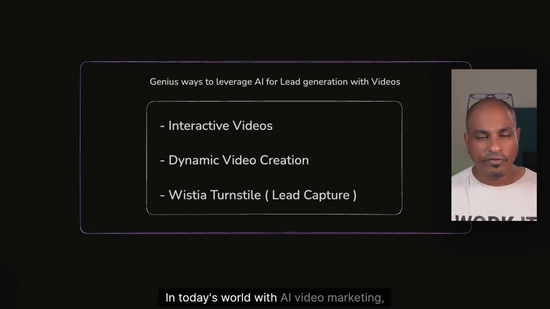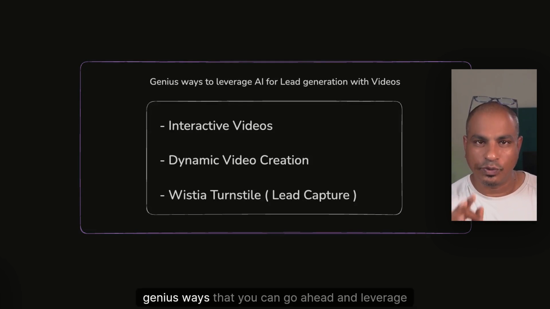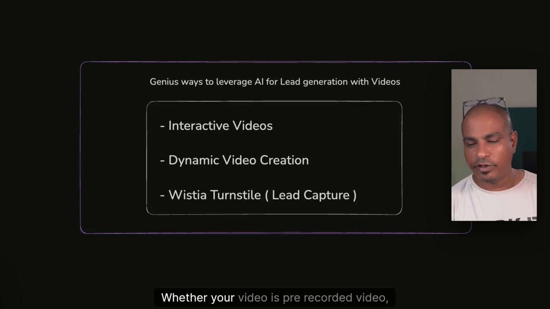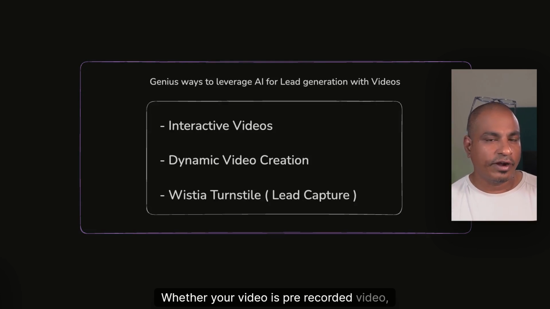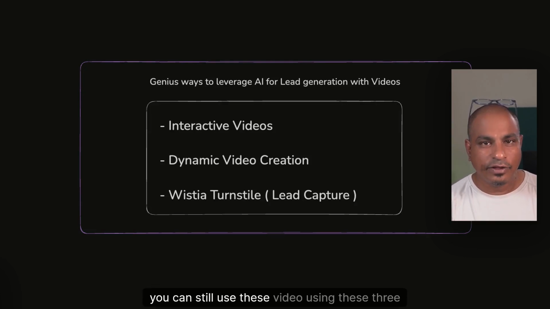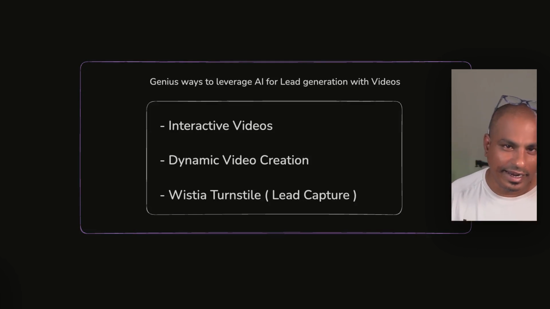In today's world of AI video marketing, what you need to understand is there are three genius ways that you can leverage your video using AI features, whether your video is pre-recorded or generated with AI. You can still use these three genius features to elevate your lead generation game.